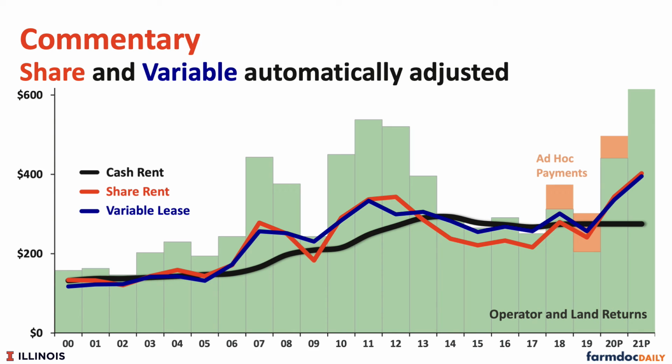I would note here that share and variable leases automatically adjust to higher returns, and so if that's a feature that you want in your leasing arrangements, those are built in automatically to those leases. I would note that causes rents to go higher when operator and land returns go higher, and vice versa.